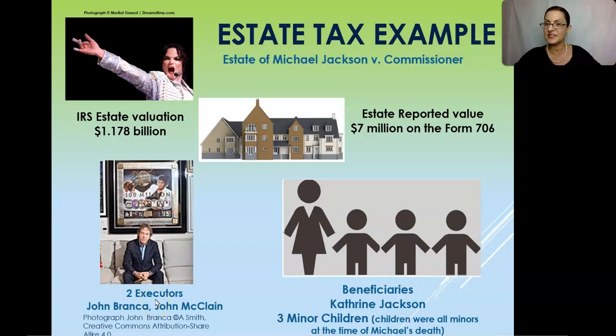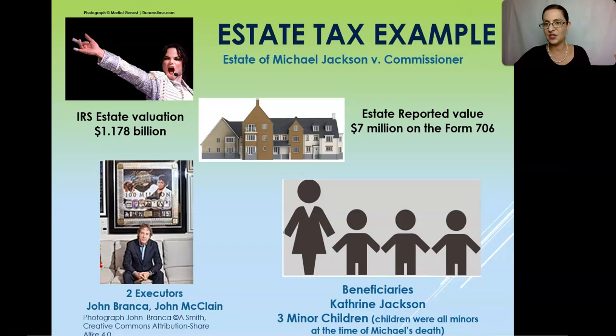He chose basically professional executors, John Branca and John McClain. John Branca is a very well-known music industry attorney, and John McClain was his friend and music industry executive. Neither one of these executors were related to Michael Jackson, but he wanted them to serve as executors. And Michael Jackson's family actually attempted to challenge the will. They wanted to take over as executors, especially Michael Jackson's father. But the court struck that down.